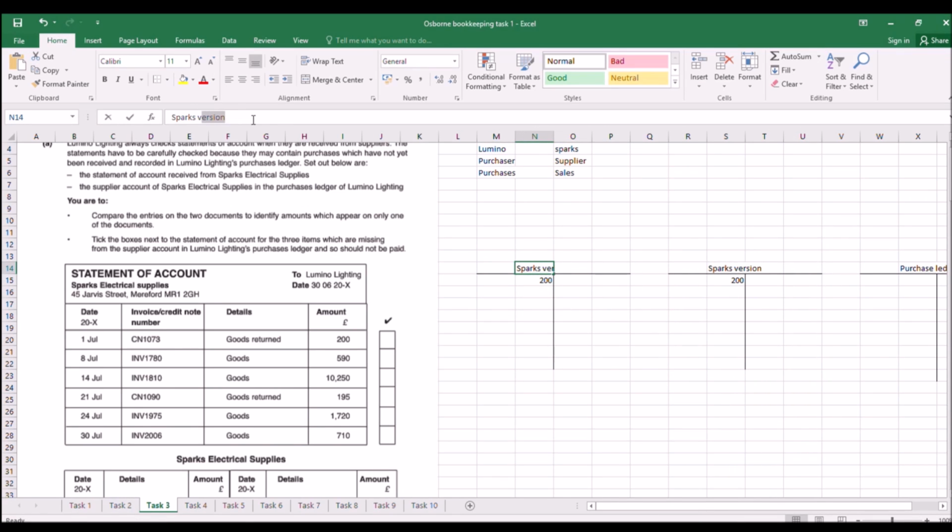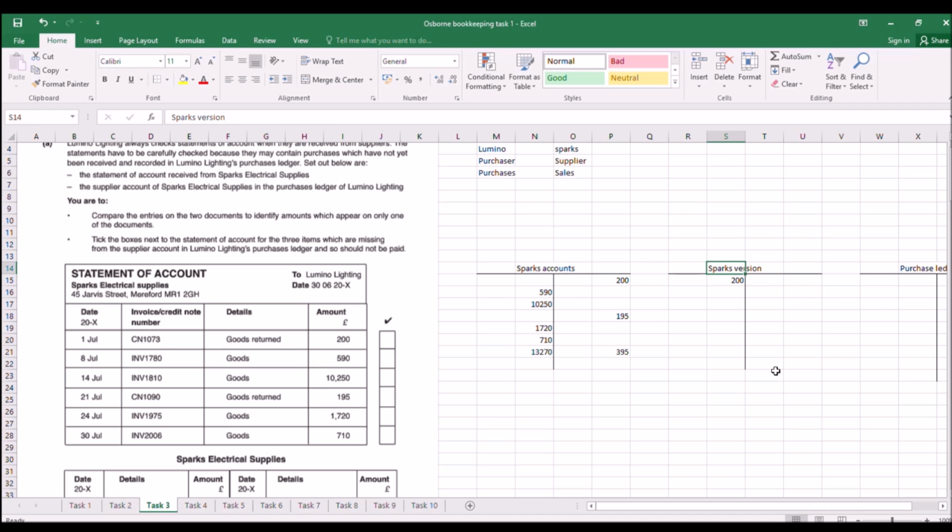Let's do Sparks accounts first. So Sparks are saying £200 worth of goods were returned. So that would be a credit for Sparks, wouldn't it? £200. We invoiced them £590, so Lumino owes Sparks £590. We sent them 2050 there as well. They returned this £195. We sent them 1720, and we have 7100. Okay, so that's the Sparks account. That's from Sparks' perspective. Well, it's the opposite way around, isn't it?